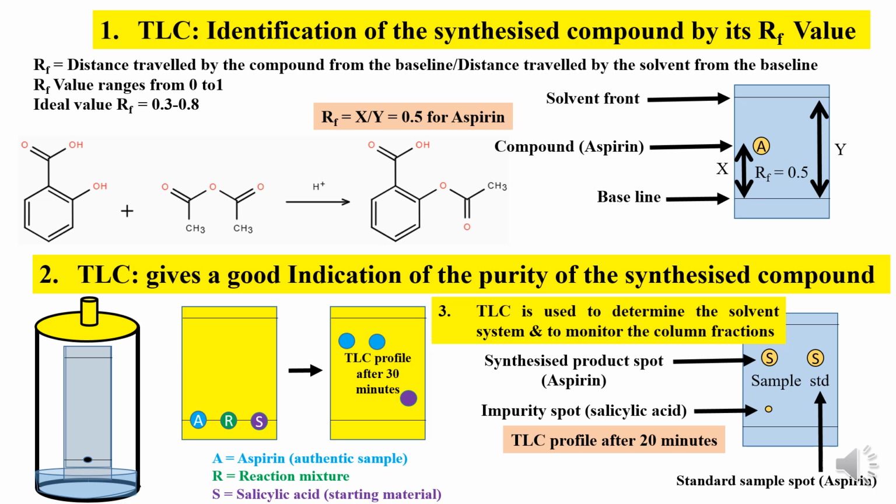Additionally, the TLC technique is also used to determine the solvent system. When you're trying to purify the compound by employing column chromatography, the TLC technique can be used to fix the solvent system, and also to monitor the column fractions during the separation employing column chromatography.